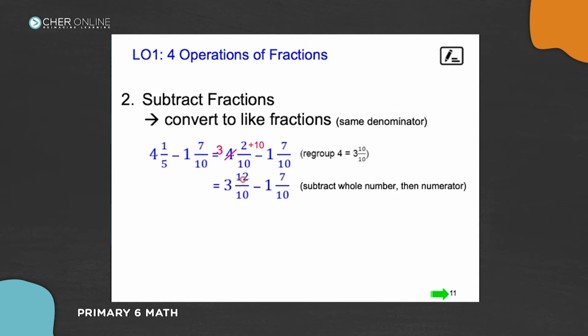So 3 and 12 out of 10 minus 1 and 7 out of 10. I take whole number minus whole number. 3 minus 1 gives me 2. 12 out of 10 minus 7 out of 10 gives me 5 out of 10. Again, we don't stop here. 5 out of 10, we can still simplify. So reduce to simplest form, that's 2 and a half.